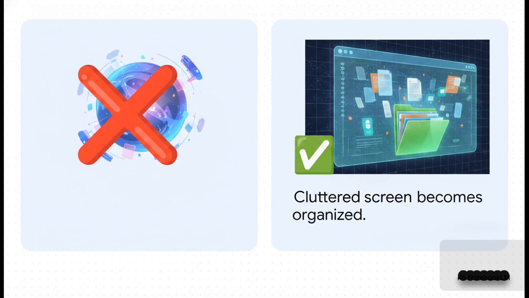Think about the abstract idea, efficiency improves. An AI has no idea how to draw that. Now, contrast that with an explicit visual instruction. A cluttered screen becomes organized. See the difference? When you replace vague, high-level concepts with concrete actions, tools like Powtoon's AI scriptwriter can map out your scenes so much more accurately. Your script needs to describe exactly what the viewer is going to see on screen.